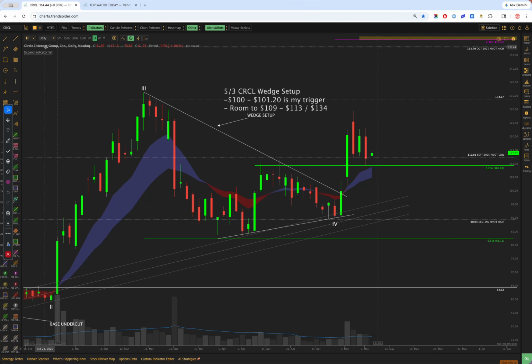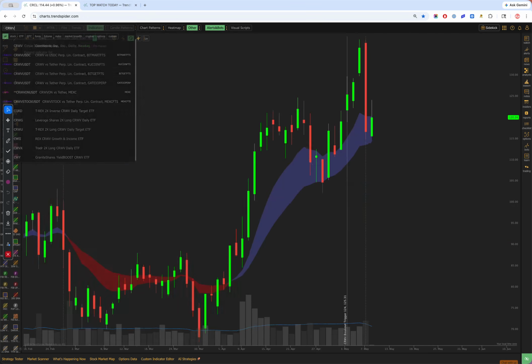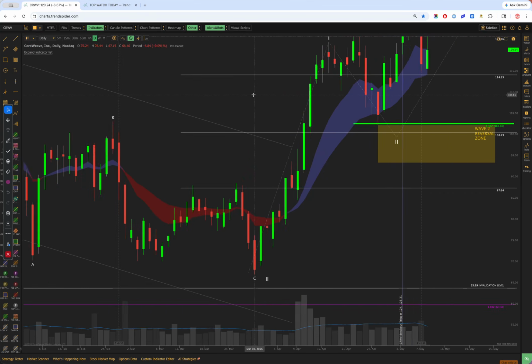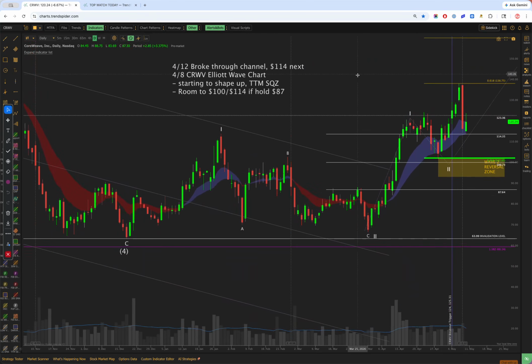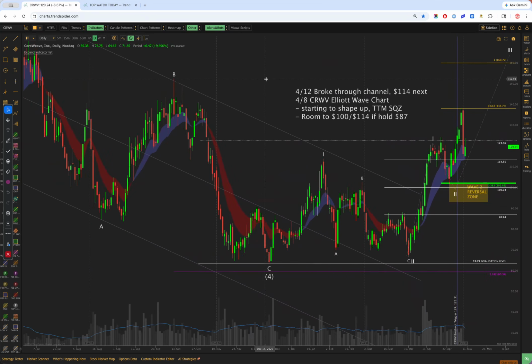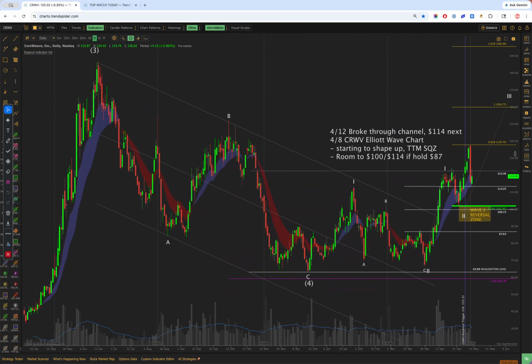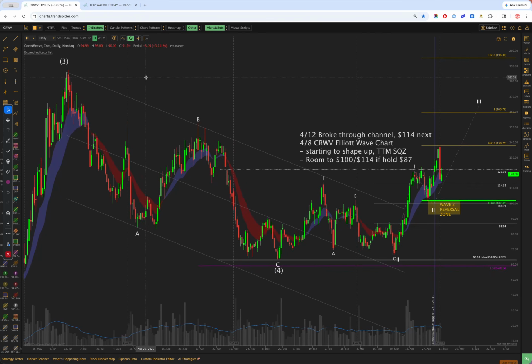Yeah, CRWV was a good example too. CRWV was a really good example of a channel break, right? You had a long, drawn out downtrend here. You had your high. Here's where you draw your trend line. Kind of comes close, rejects, doesn't come close. And then you get the breakout.